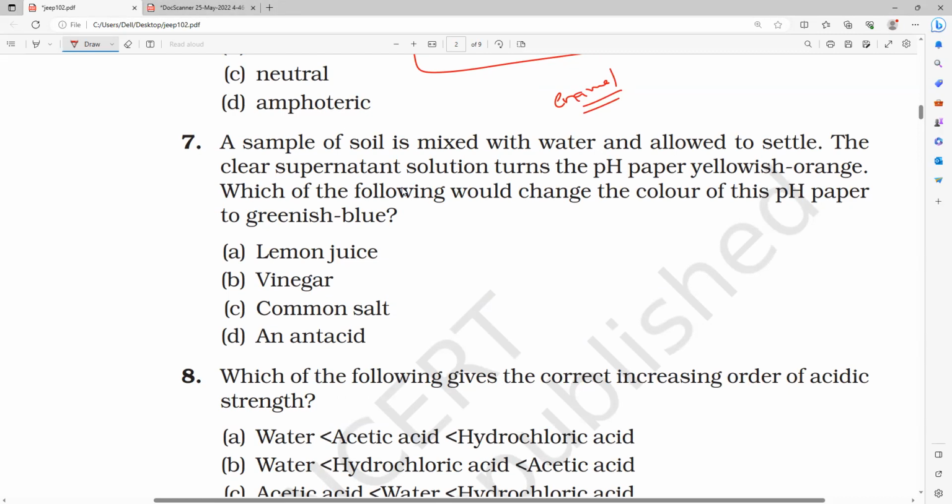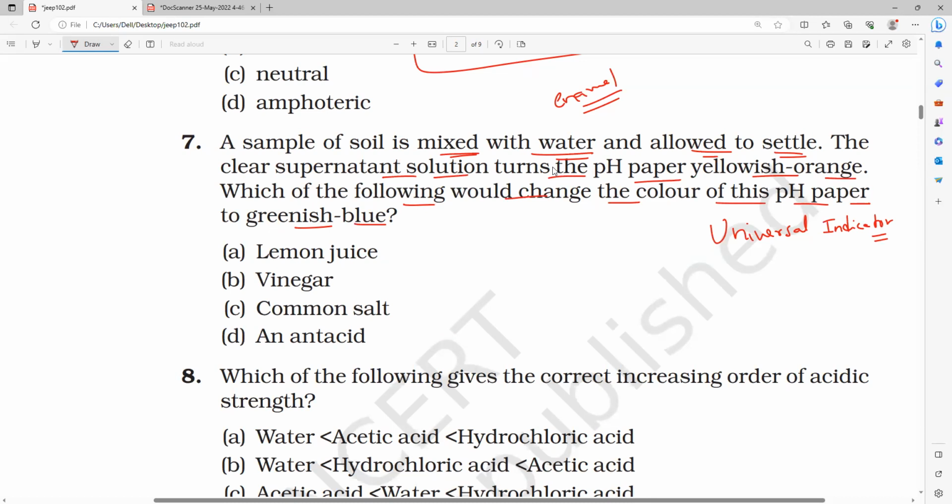A sample of soil is mixed with water and allowed to settle. The clear supernatant solution turns the pH paper yellowish orange. So we have to use a universal indicator here, because of the yellowish orange. Which of the following would change the color of this pH paper to greenish blue? So we have to change the color from yellowish orange to greenish blue. What is your answer, anybody?